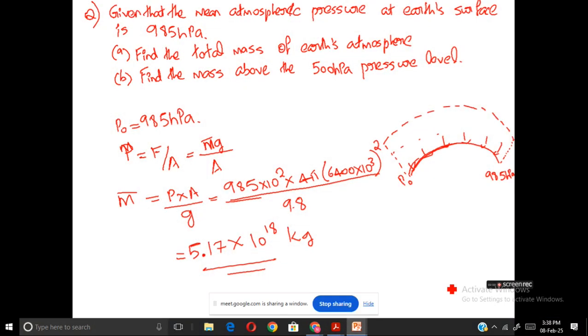Okay, so this was the first question A. Now the second one is find the mass above the 500 hectopascal pressure level. Initially we found the mass of the whole atmosphere, because we put P as 985 hectopascal. Now there is another layer which is at 500 hectopascal. In this case, the force will be the weight of the atmospheric column above this layer. Only above this layer needs to be considered. Below it doesn't exert a force. So just the weight of the atmosphere above the 500 hectopascal layer will affect the pressure at that level.